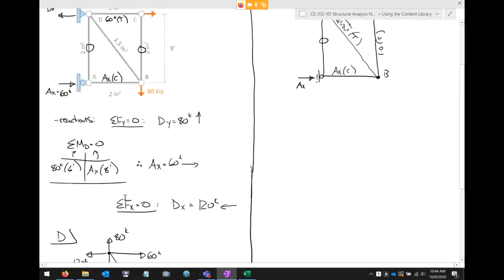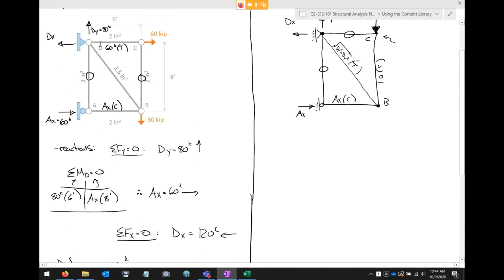Okay, because look, there's 5 members. 2 of them are 0. The top horizontal is 60 kips in tension. The bottom horizontal is going to be 60 kips in compression. The diagonal is 100 kips in tension. And so now what I can do is I can say, well, if I've got that figured out, let's go to my table, let's report all that. So let's do just that. So go to my table here.